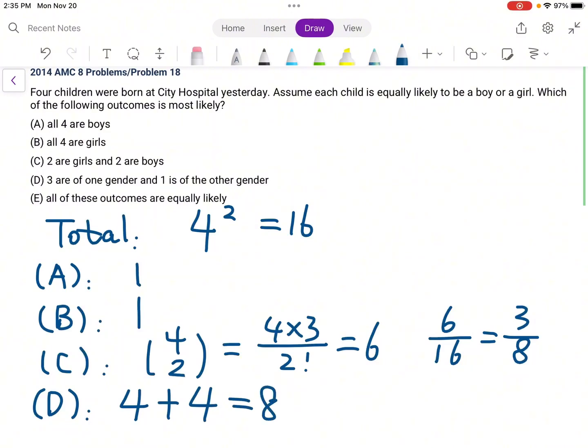And 8 divided by 16 equals 1/2. So out of the first four answers, answer D has the largest probability to occur, so it's most likely to happen. The answer is D.